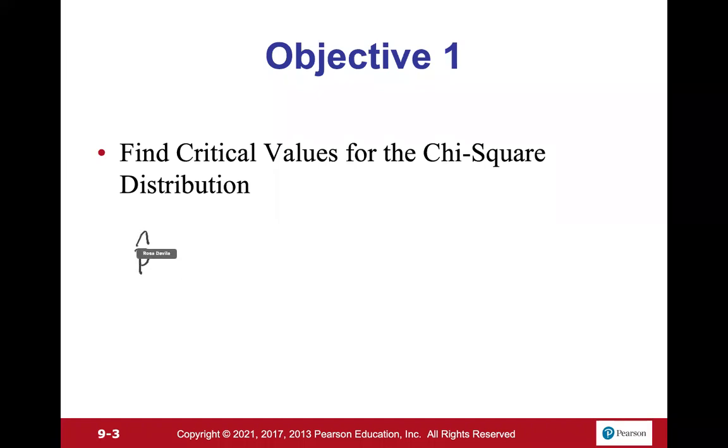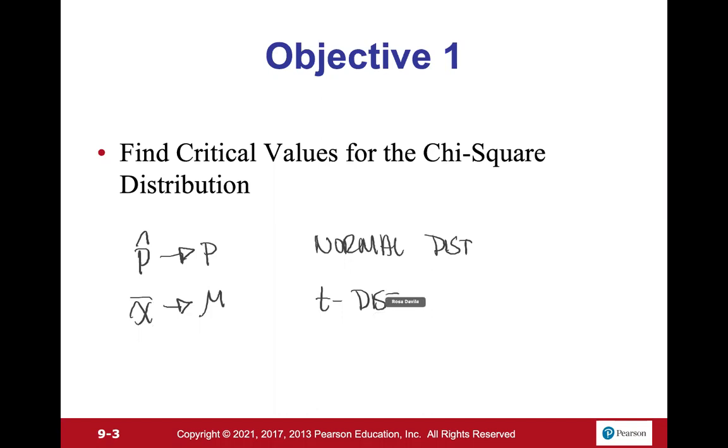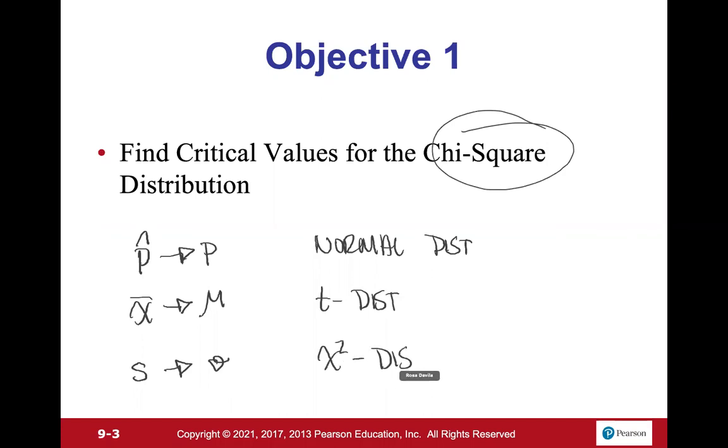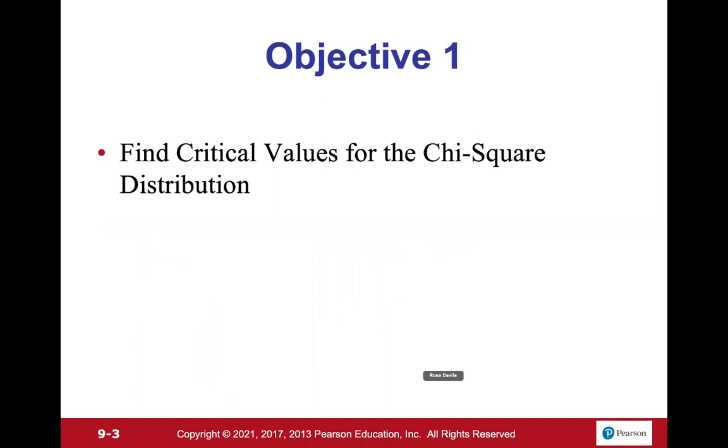With population proportion, so p hat looking for p, we use the normal distribution. With x bar looking for the population mean mu, we use the student's t distribution. And now for standard deviation and variance, we're using a different one. So for s to our sigma, we're using this new one, the chi-square distribution. All right, let's continue.